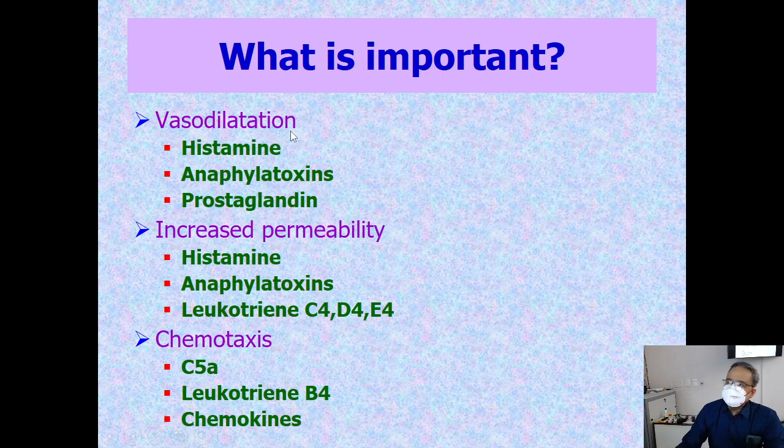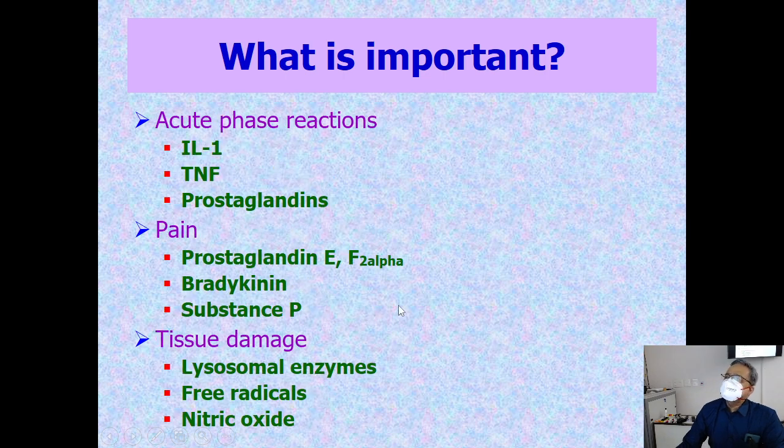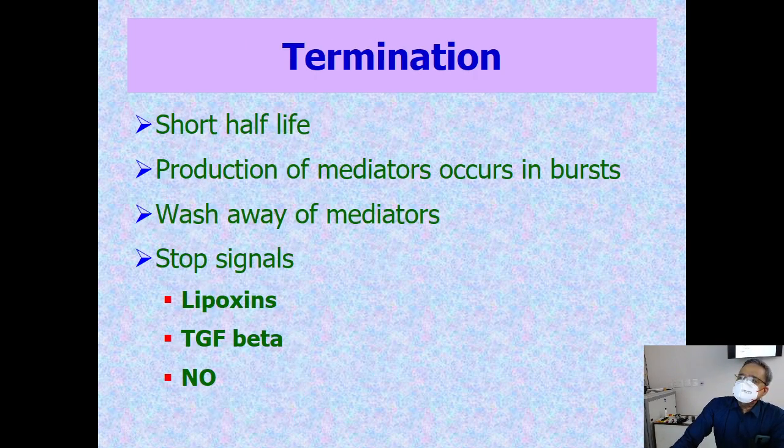So vasodilatation, important are histamine, anaphylatoxins, C3a, C5a and prostaglandin. Increased permeability: histamine, anaphylatoxins and leukotriene C4, D4, E4. Chemotaxis: C5a, leukotriene B4 and chemokines. Acute phase reaction: IL-1, TNF-alpha, prostaglandins. Pain: prostaglandins, bradykinin, substance P. Tissue damage: lysosomal enzymes, free radicals, nitric oxide. You should remember these, almost everything in inflammation is summarized in these two slides.